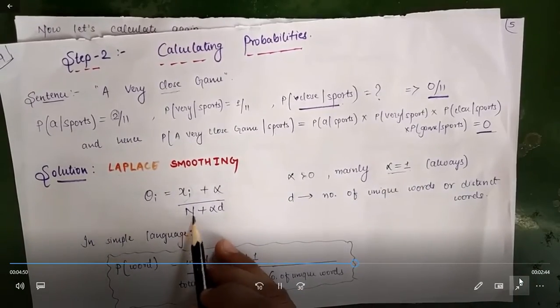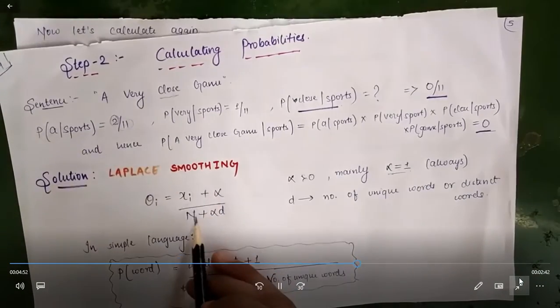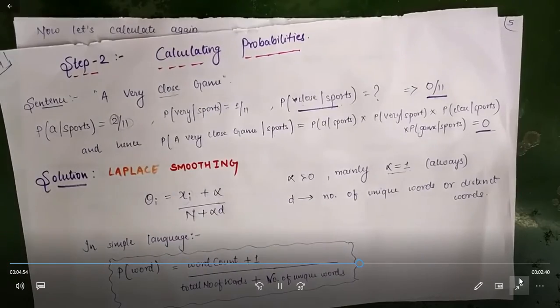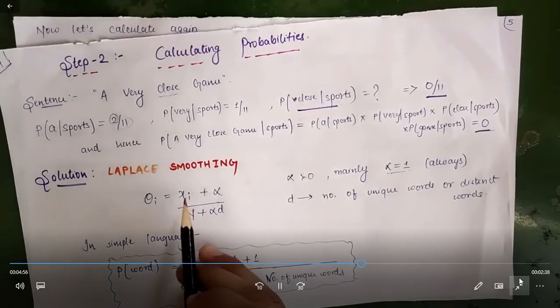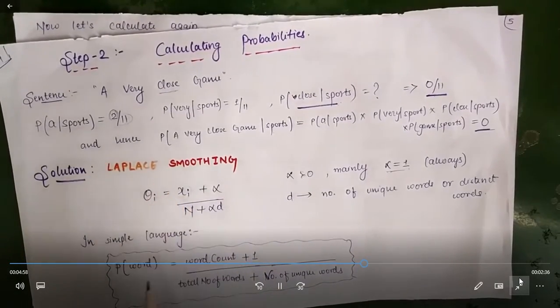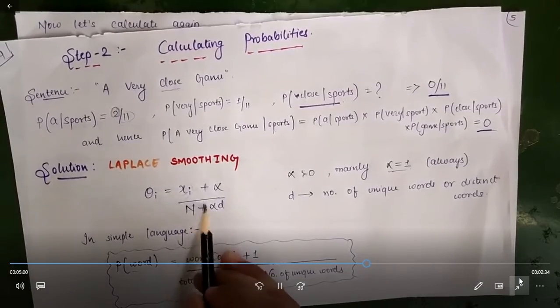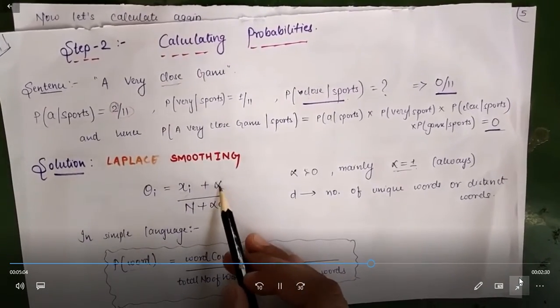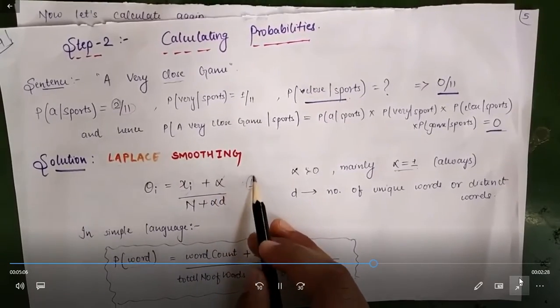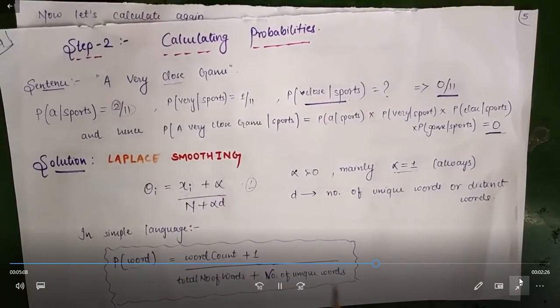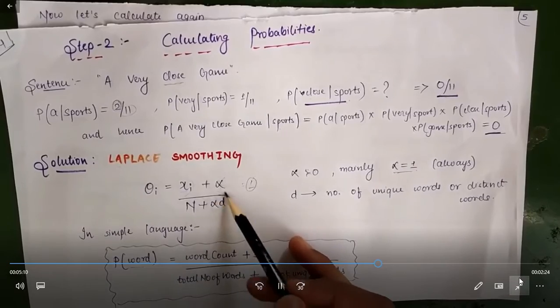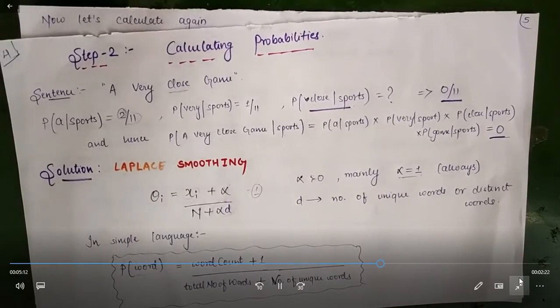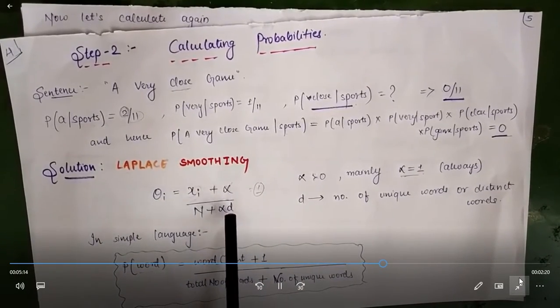Now what is this n? This n is 11, the total number of words present in the particular category. Here it was the count of that particular word, and here is the total number of words in the category. Now since we are adding 1 in the numerator, but the probability is always less than 1, we have to add something more in the denominator to keep the probability less than 1. That's why we are adding this term alpha d.